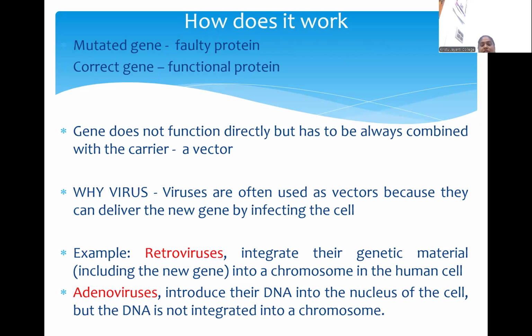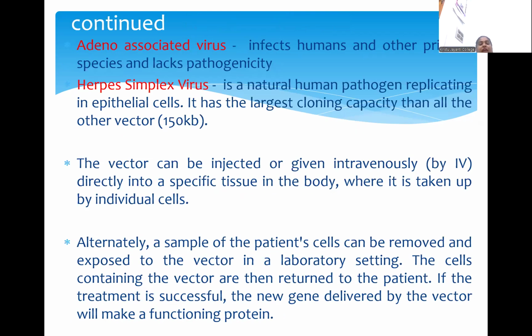Examples of viruses used as carriers for gene delivery are retroviruses, which integrate their genetic material, including the new gene, into the chromosome of the human cell. The next example is adenoviruses. These introduce the DNA into the nucleus of the cell, but the DNA is not integrated into the chromosome of the cell. The third is adeno-associated virus. These viruses mainly infect humans and primate species, but they lack pathogenicity, which is an advantage.